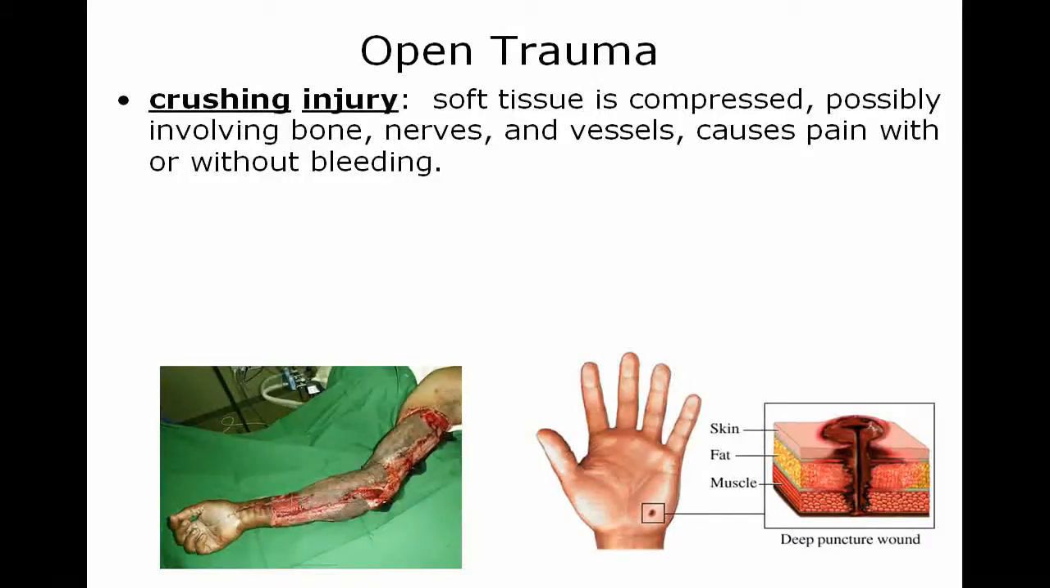Actually, crushing injuries. We'll talk about crushing injuries first. Soft tissue is compressed, possibly involving bone, nerves, and vessels, causing pain with or without bleeding. Some part of the body is compressed between two surfaces with great pressure. Usually involves a hand or a foot or a finger, and usually involves some heavy machinery that part of the body has gotten hung up in.